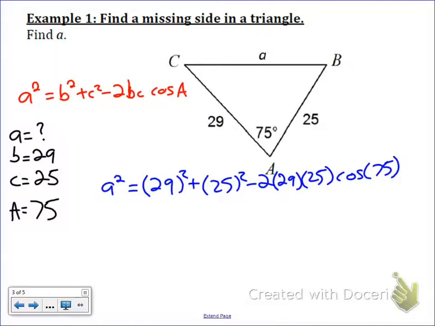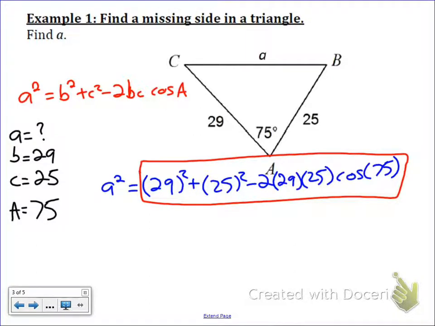Now this may seem like a lot written out here, 29 squared plus 25 squared minus 2 times 29 times 25 times the cosine of 75, but there's really no other operations over here. There's nothing I need to get by itself. I want to solve for A. So this entire part on the right hand side of my equal sign, I can just plug into my calculator.